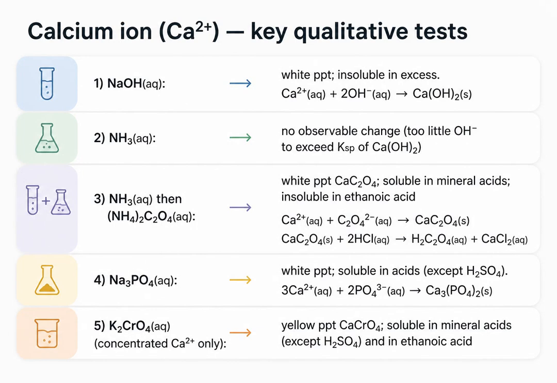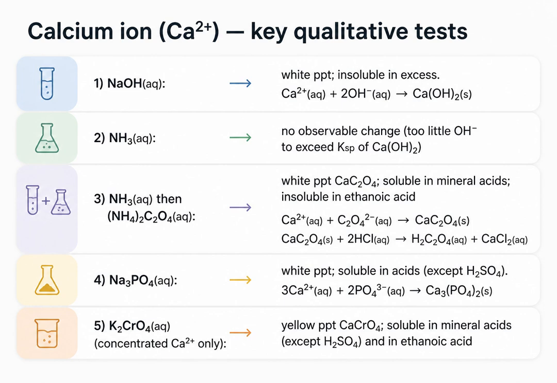For calcium ions, sodium hydroxide gives a white precipitate of calcium hydroxide, again insoluble in excess sodium hydroxide. But a major difference from magnesium is with ammonia. Calcium typically shows no visible change because ammonia is a weak base, and the hydroxide concentration stays too low to exceed the solubility product of Ca(OH)2.